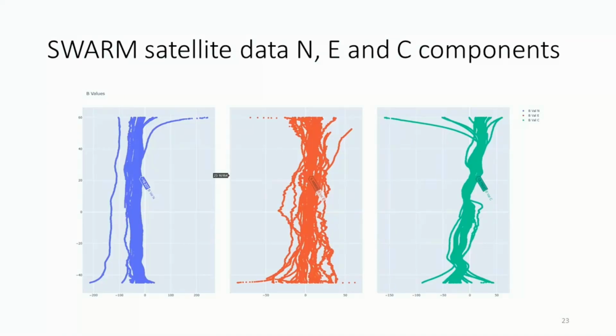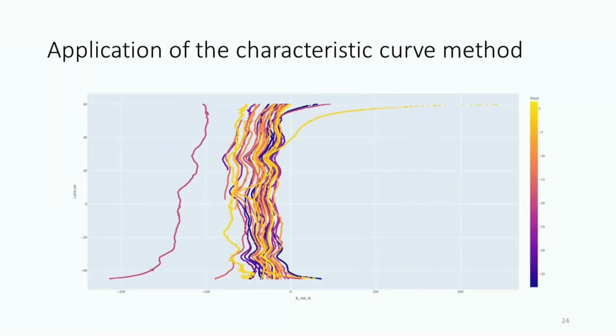Amir Hossein did a great job and studied the whole catalog of the Swarm satellite data, and this is the result of his work on the B, or magnetic field, in N, E, and C components. It means north, east, and central components of the Swarm satellite data, which are shown in this slide. And in this slide, again, we can see the application of the characteristic curve.